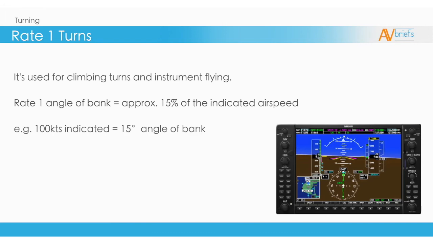On the analog instruments, a rate 1 turn is usually indicated on a turn coordinator as shown here. When the airplane symbol's wings are on this line, the airplane will be achieving a rate 1 turn. Be aware, this is the only thing it represents. It shows a rate of turn. It does not show bank angle.